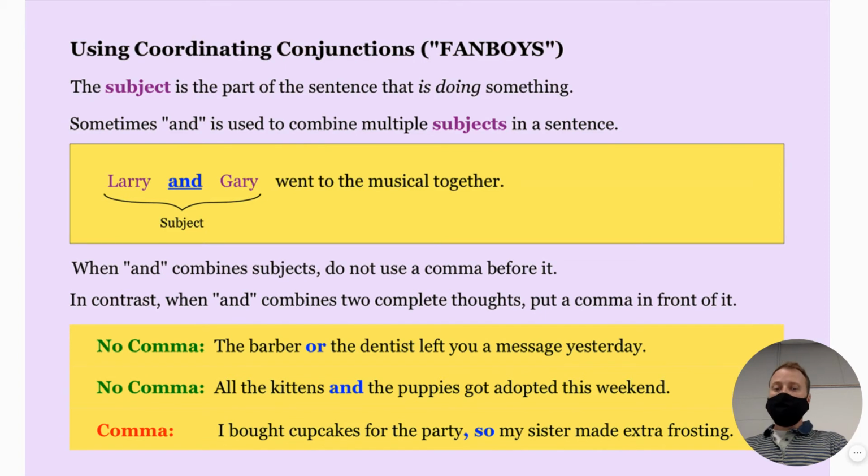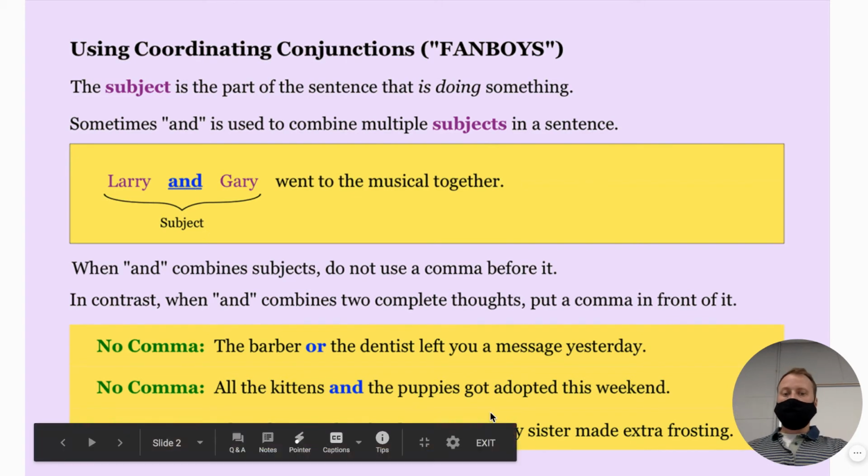Now you need a comma if you have two complete thoughts or two complete sentences that the conjunction is joining together. I bought cupcakes for the party. That is a complete thought. What's our subject in that first section? Wyatt, thank you so much. I bought cupcakes for the party. What's the second subject? My sister made extra frosting. What's the subject in the second sentence? Sister. My sister is the subject, made extra frosting. So, there is a comma needed because it's two complete thoughts.